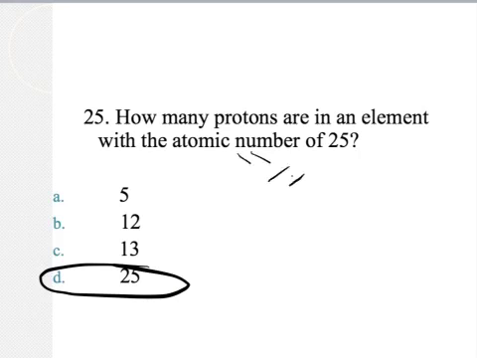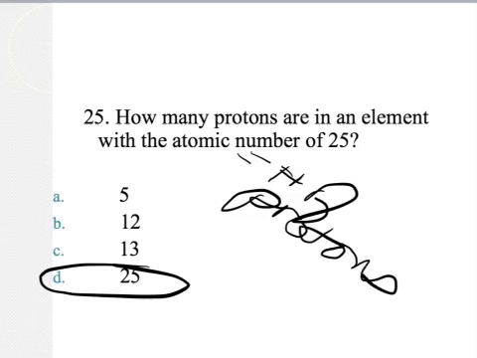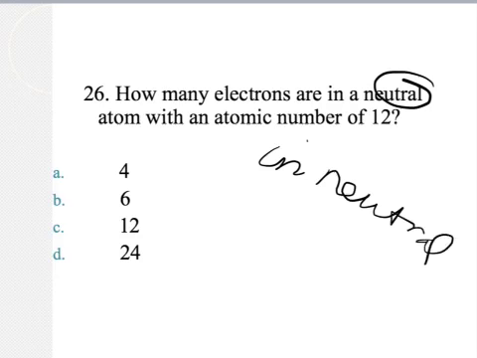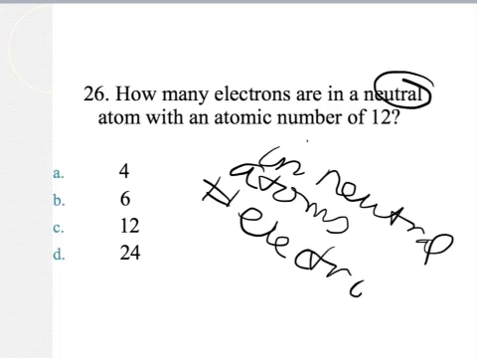Okay? Question. How many electrons are in a neutral atom with an atomic number of 12? Well, if it's neutral, so in a neutral atom, the number of electrons equals the number of protons. Okay, which means then it would equal the atomic number, which is 12.